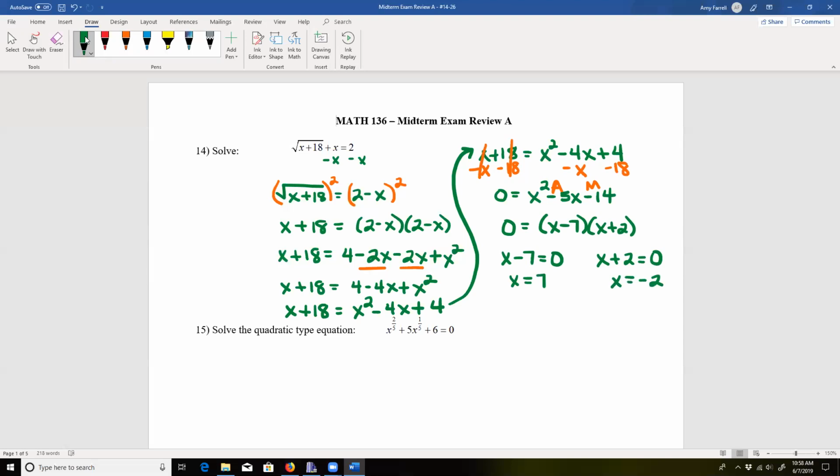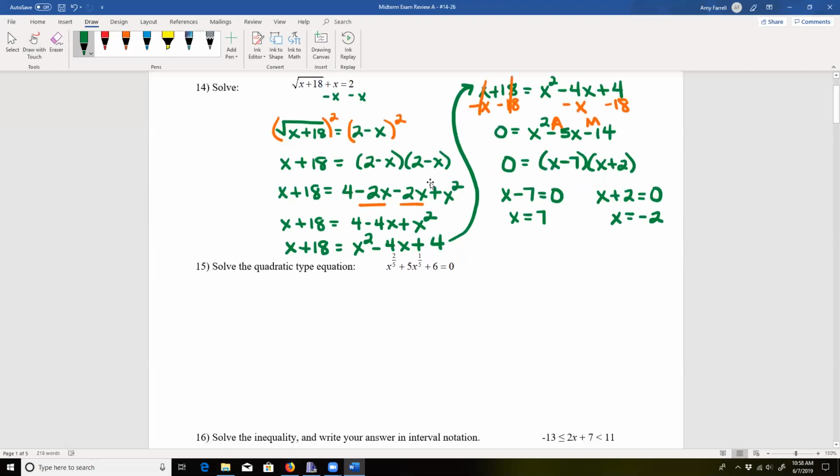Now I say potential solutions because we do have the possibility of getting extraneous solutions when we're solving radical equations with an even index. And we're going to find that negative 2 works, but 7 does not work. So I'm doing that in my head, but let me show you why 7 does not work. Let's do a check with 7. So I'm going to take the original equation and plug 7 in for x. And we're going to see why this will not be a solution.